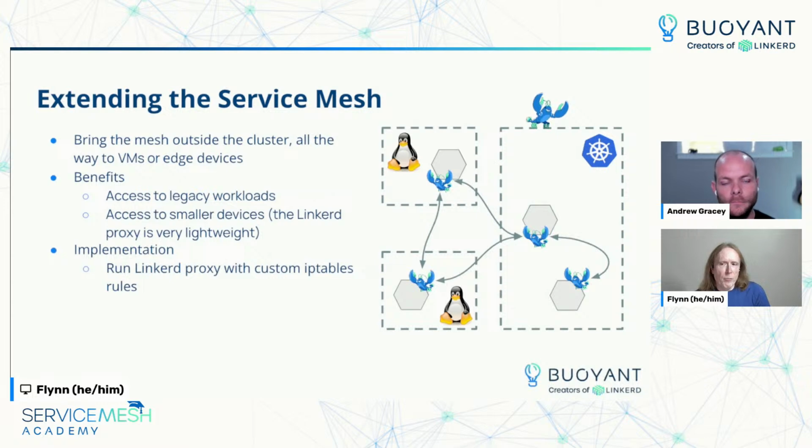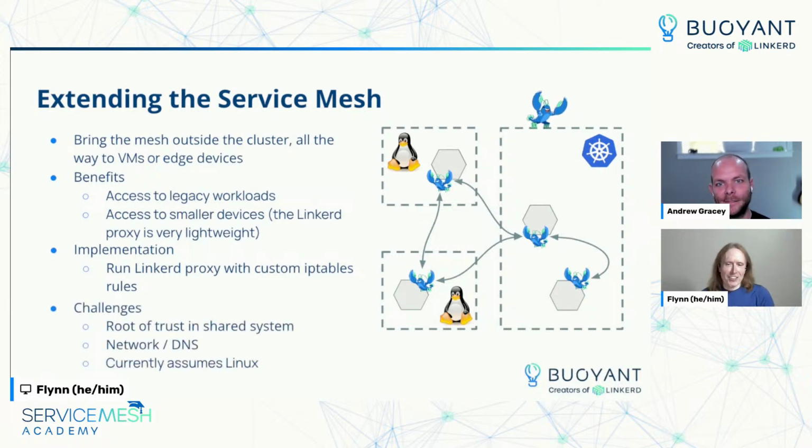The implementation part of this is kind of straightforward to talk about anyway. You basically just run the Linkerd proxy next to your external workload. What could be easier? The answer turns out to be lots of things. There are a number of challenges that come along with this one. Trust in the whole shared system is a little bit interesting. The network and DNS, it's always DNS. All of these things get to be a little bit interesting, and we're going to talk about all of them going forward.